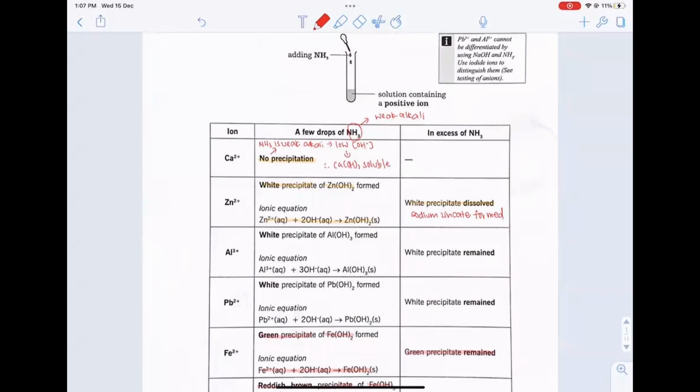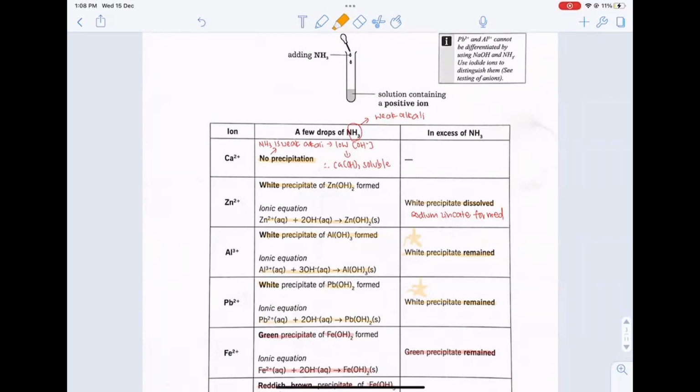Next, for aluminium 3+, you will have a white precipitate of Al(OH)3 formed. This is the ionic equation. But over here, take note that the white precipitate remained. Again, the reasoning is because you only have a very low concentration of hydroxide ions. So for aluminium and lead, it is not sufficient to form the sodium aluminate and sodium plumbate respectively. Okay, for lead 2+, it's the same. You have a white precipitate of Pb(OH)2, same ionic equation.